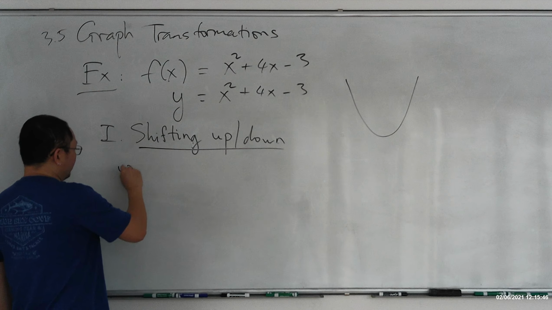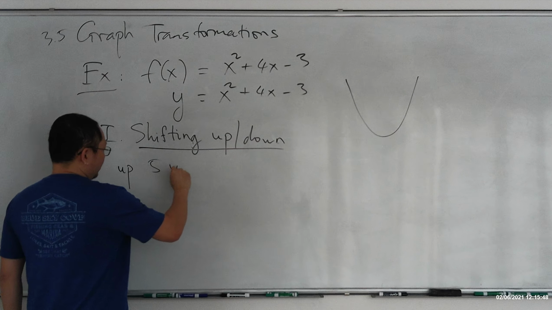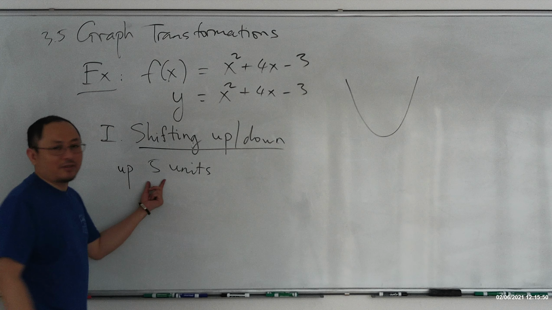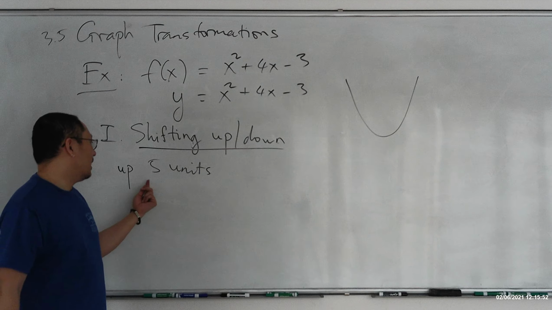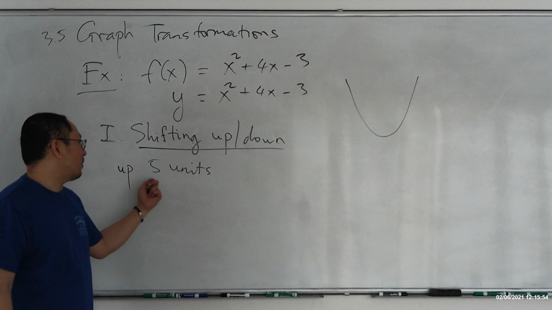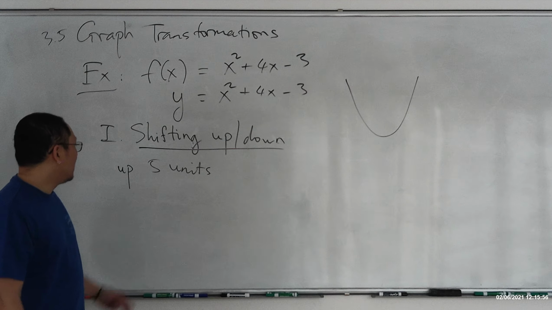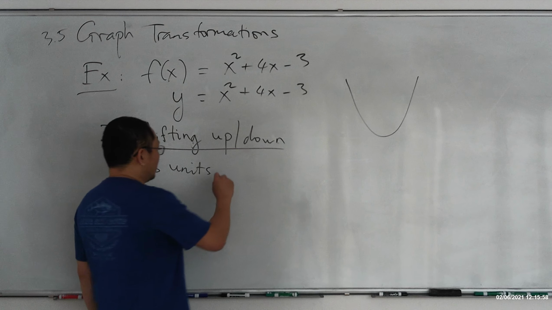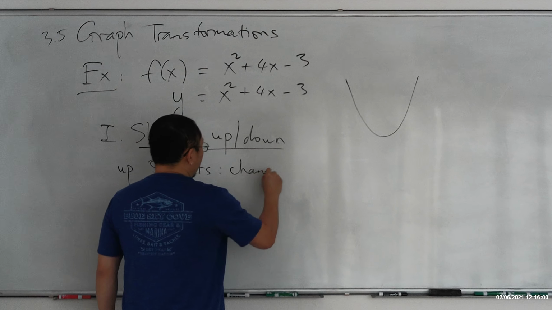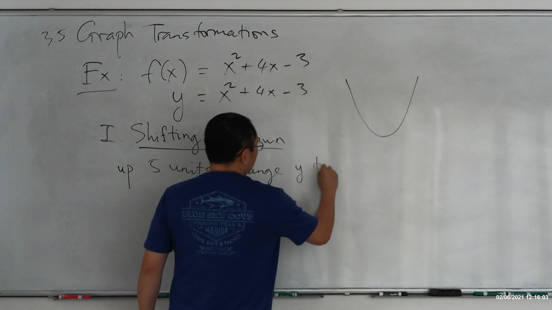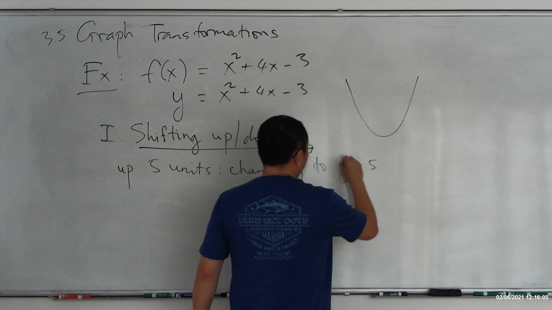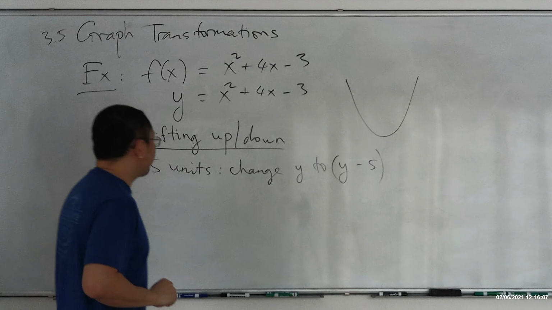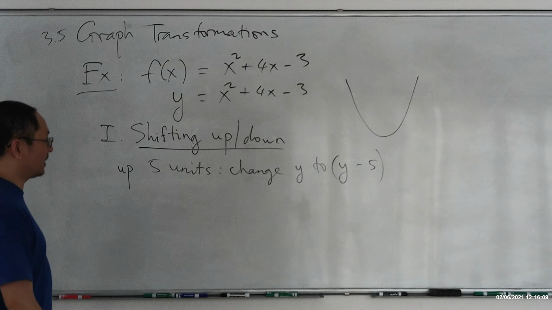Say you want to move up 5 units. Again, 5 is just an example. Right? You move up 6 units, 7 units, you do the same way. Just change 5 to the other numbers. Okay? You move up 5 units. This is what you need to do. You change y to y minus 5.